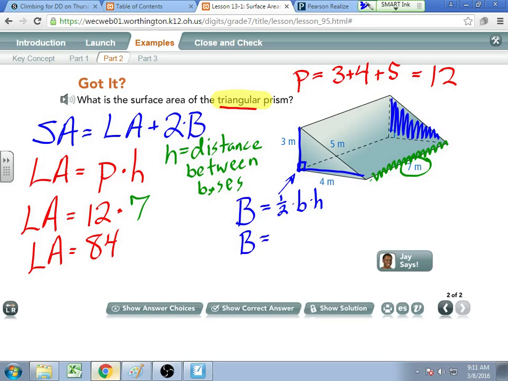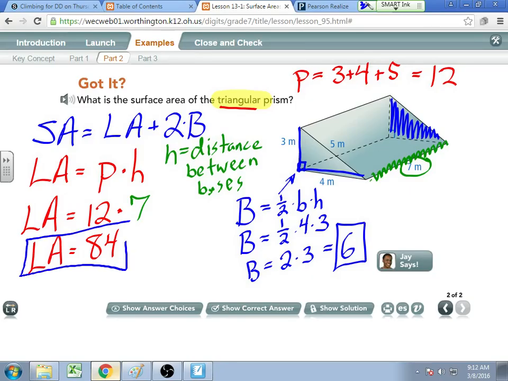So when I'm finding this, it's going to be 1/2. Now you can decide which number you use for which. Which would I like to write first here? Which will be easier to find half of? 4. The 4. So I can write 1/2 times 4 times 3. And I can see that that becomes 2 times 3. And that actually becomes 6. So that's my big B. I found my LA. I now have to use all of that to find my total surface area.